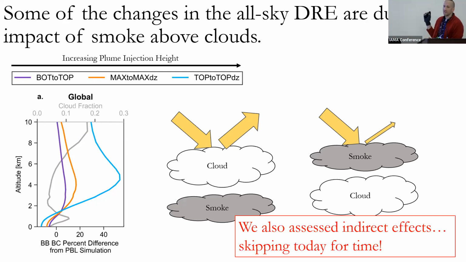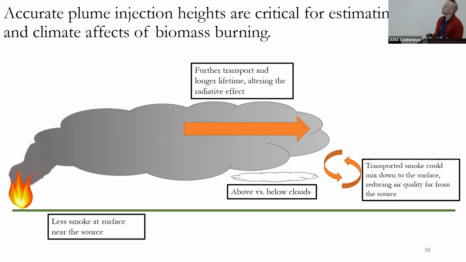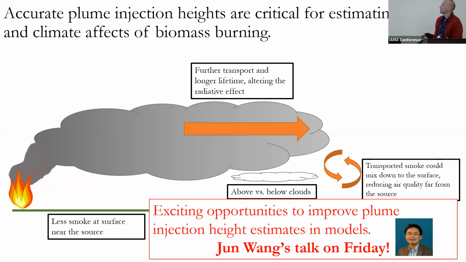We also assess indirect effects, but I'm going to skip that today for time. So just to summarize, we found that there's less smoke at the surface near the source. When you inject in the free troposphere, with these high plume injection heights, the aerosol stays in the atmosphere longer, but it allows the smoke to go above clouds, which can increase the warming due to smoke. And then eventually you mix that smoke down, changing the surface PM concentrations in remote regions.